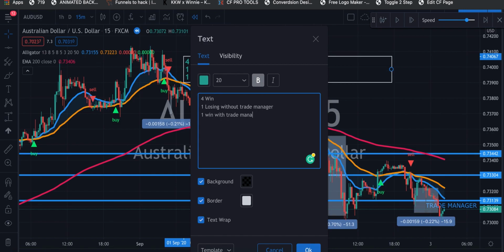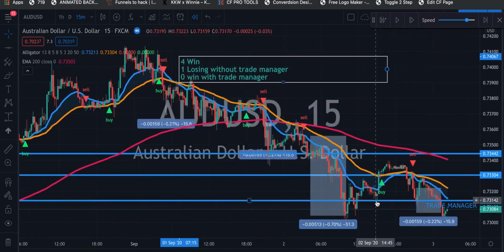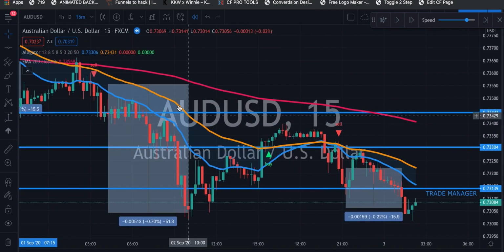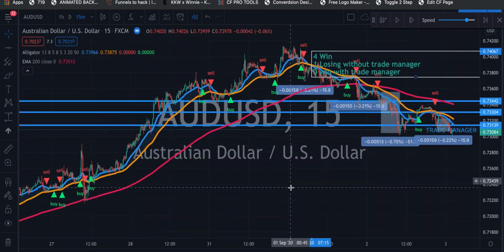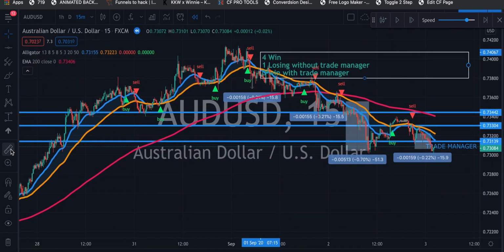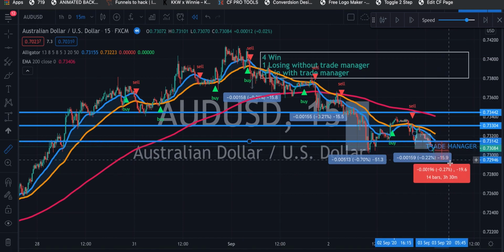One win with trade manager. I'm gonna show you why. Watch this. Well, I don't know yet. Let me put 0 for now. Trade manager is gonna come in every 20 pips. So we took the buy right here. It went down, and it might go down another 20 pips. Let's see. This is when it's gonna kick in again right here.